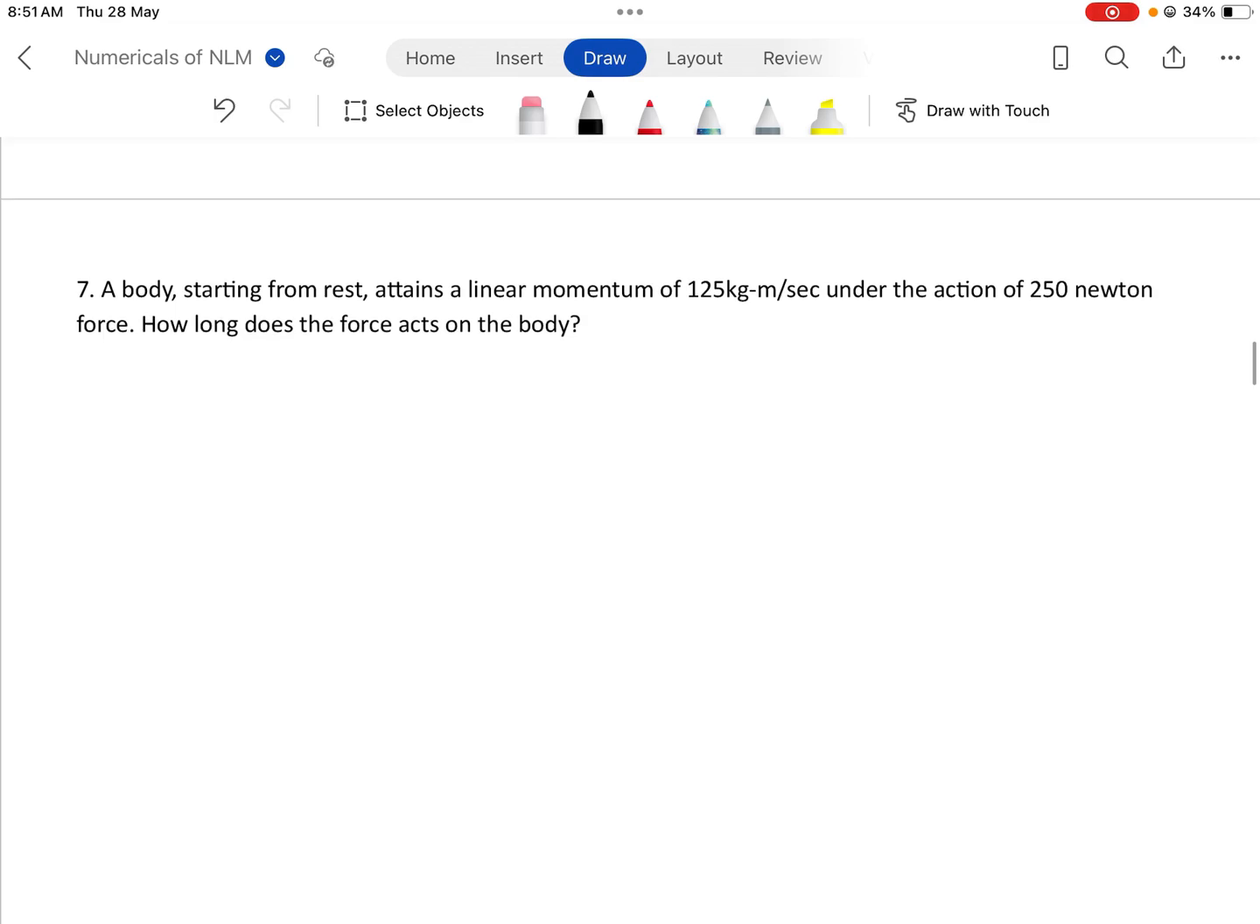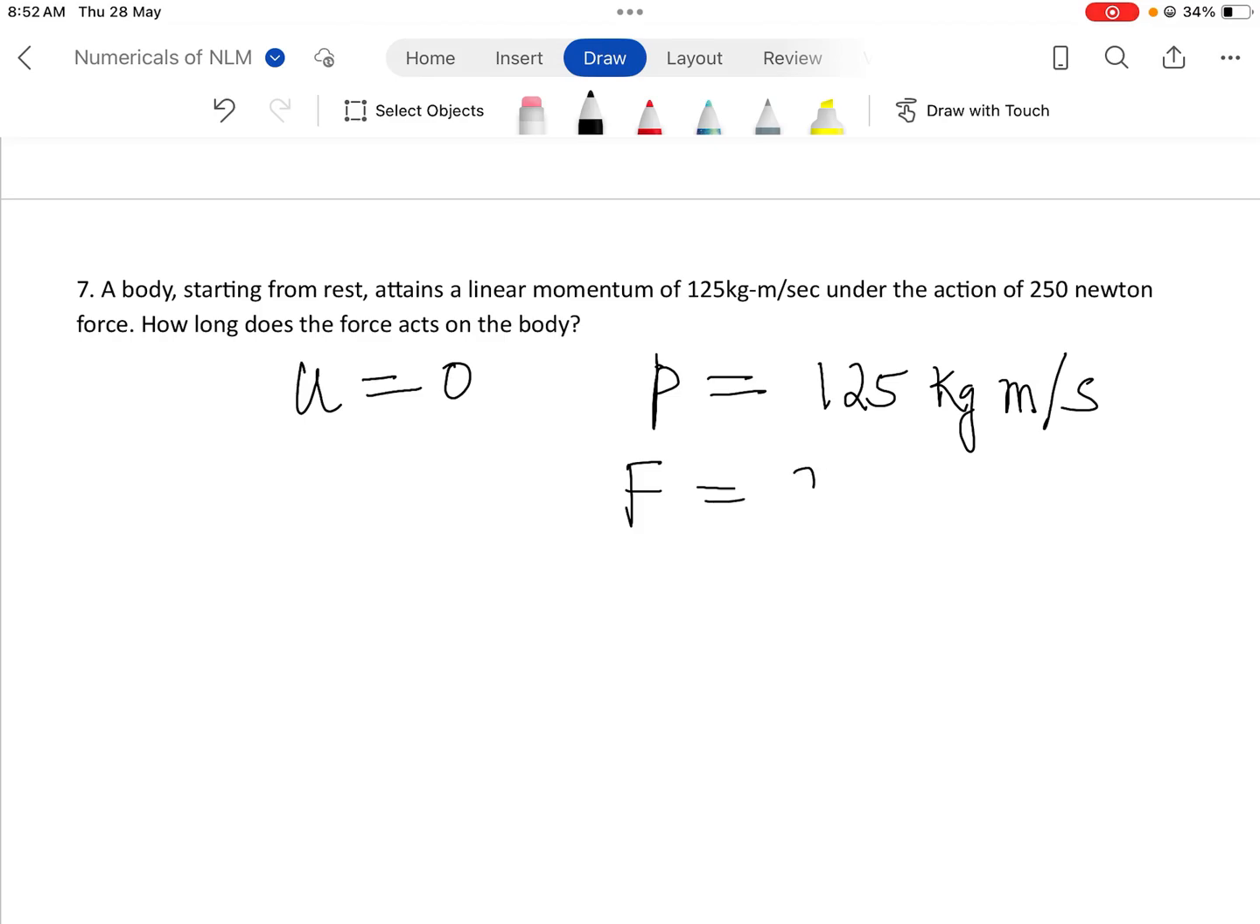Then next question. A body starting from rest, U equals to 0, attains a linear momentum, means its momentum becomes this much, under the action of 250 Newton force. How long does the force act on the body? So initially it is at rest and momentum becomes this. After certain time momentum becomes this. You assume that let force acts for time t.